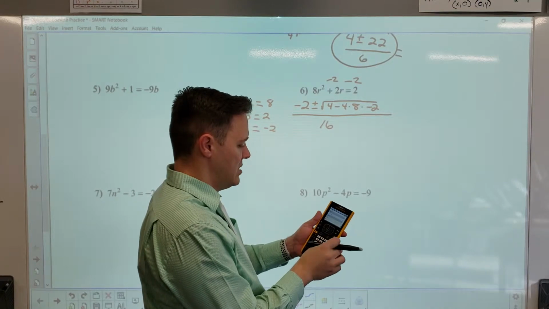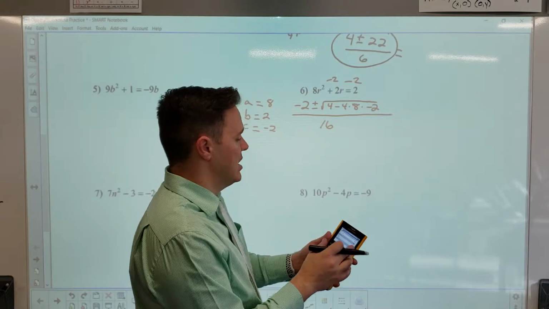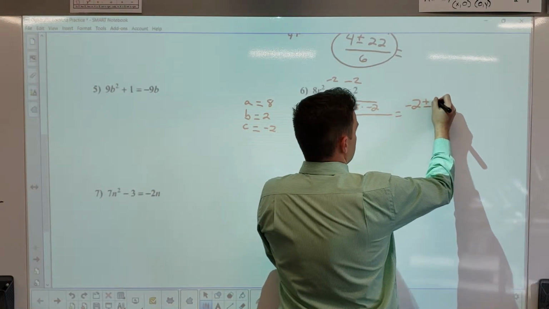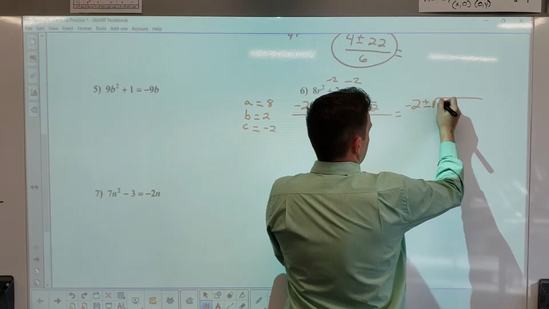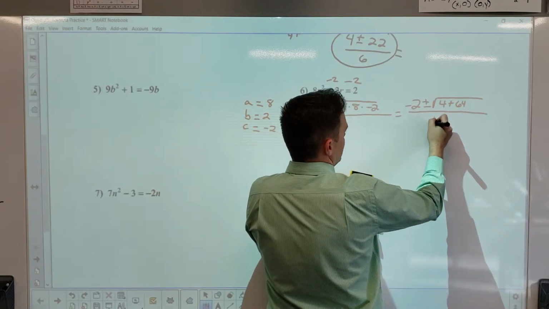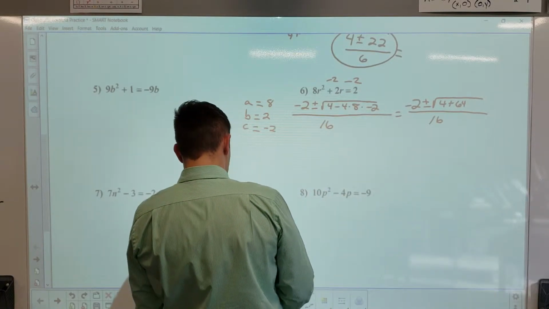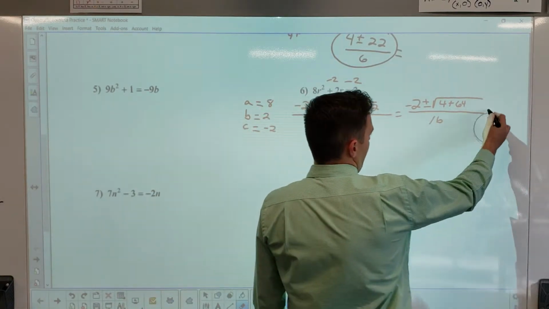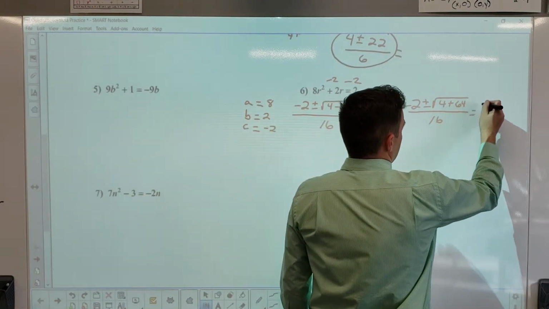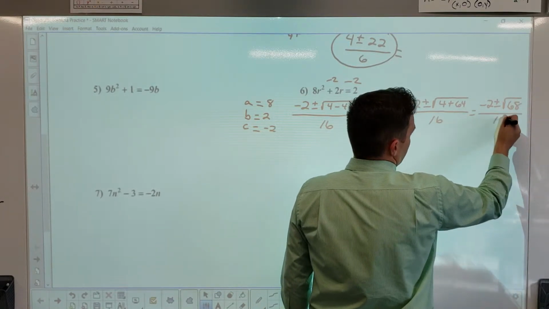Negative 4 times 8 times negative 2. That is again turning into a positive number. So it's going to be negative 2 plus or minus the square root of 4 plus 64 all over 16. Okay? Then let me shrink this down so I can actually write it out on this side over here. Setup on this: negative 2 plus or minus the square root of 68 all over 16.